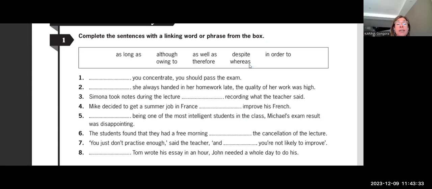Number four is purpose. In order to. Remember that in order to is a fancy way of saying to. You can say, Mike decided to get a summer job in France to improve his French. And it's okay, but in order to is a fancy way of saying it. Number five is contrast. Despite. Very good. Number six is? Owing to. Reason. Very good. Number seven is? Therefore. Very good.